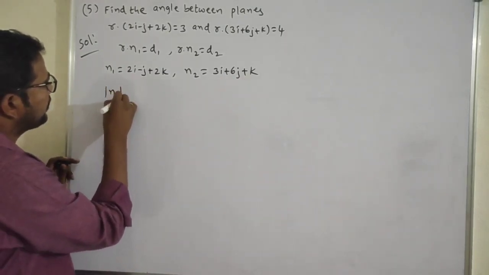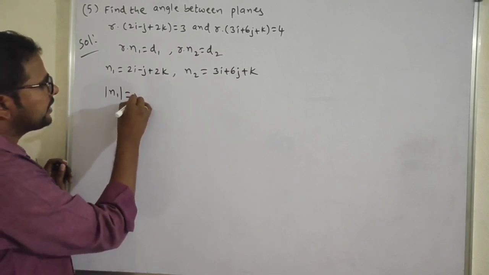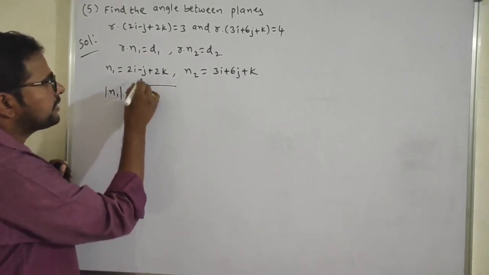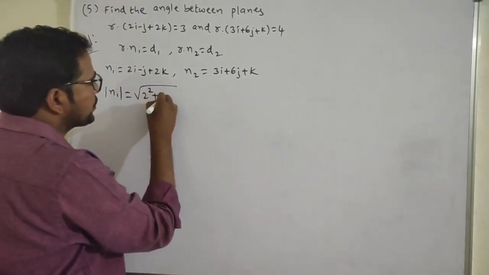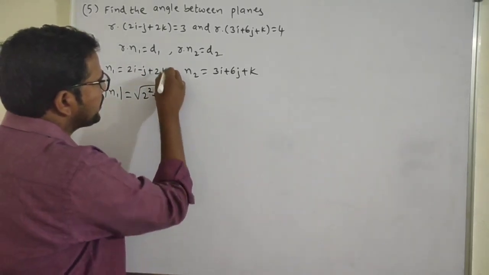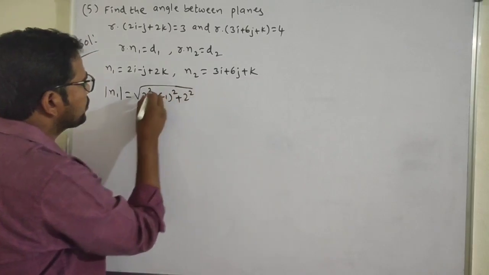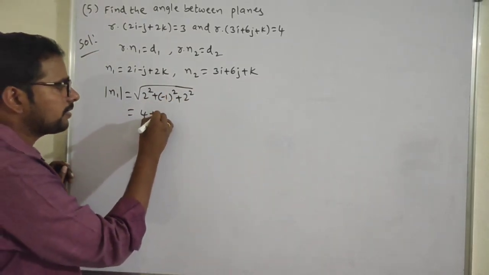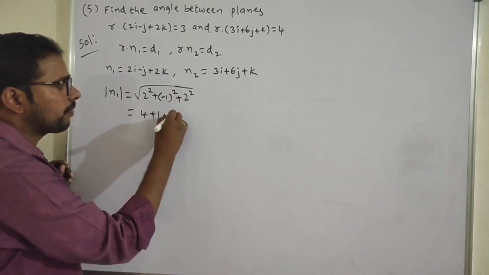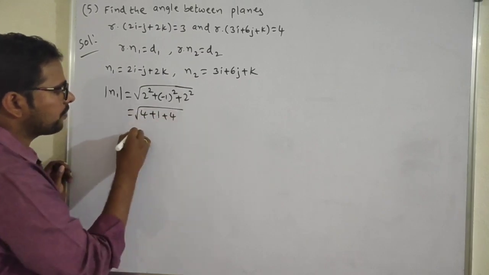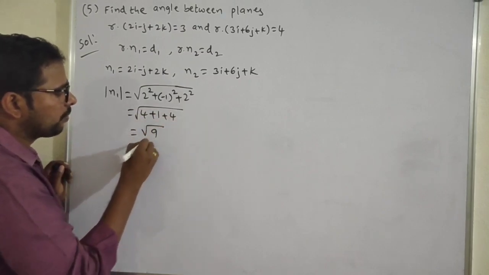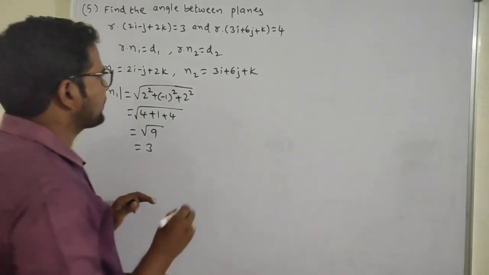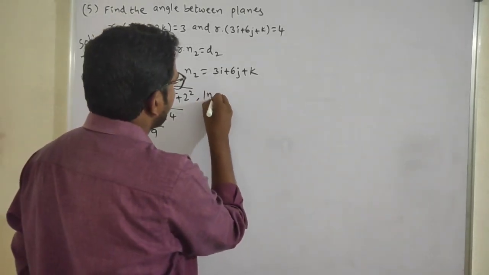Modulus n1 is equal to the square root of 2 squared, the i coefficient is 2, plus the j coefficient, minus 1 squared, plus the k coefficient, 2 squared. 2 squared is 4, plus minus 1 squared is 1, plus 2 squared is 4. 4 plus 1 plus 4 is 9, root 9 is equal to 3. This is modulus n1. Now find modulus n2.